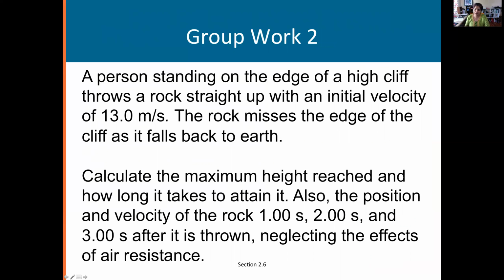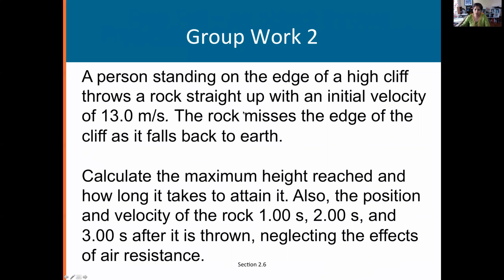Okay, so this is a detailed example and we're going to work it out on the whiteboard like we did last time. I'm not going to work out every part. I'm going to give you a flavor and then you need to work it out and you need to plot some graphs here. So let's read the question together. A person standing at the edge of a high cliff throws a rock straight up with an initial velocity of 13 meters per second. The rock misses the edge of the cliff as it falls back to earth.